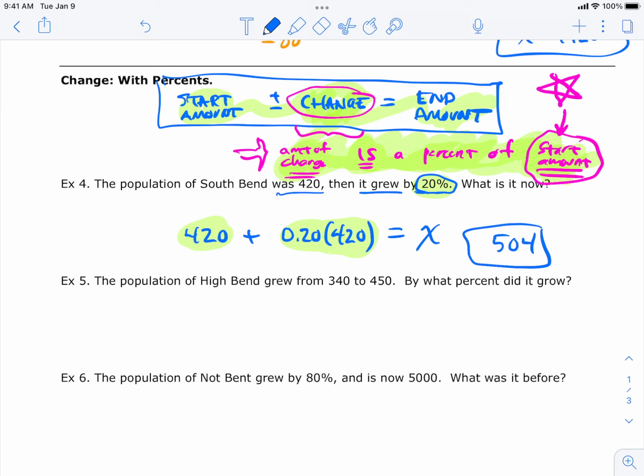Here's problem type 2. The population grew from 340 to 550. By what percent did it grow? Well, again, I'm always going to write this kind of an expression. What did I start at? I started at 340. Now, by what percent did it grow? Uh-oh, we don't know the percent. But here's what we do know.